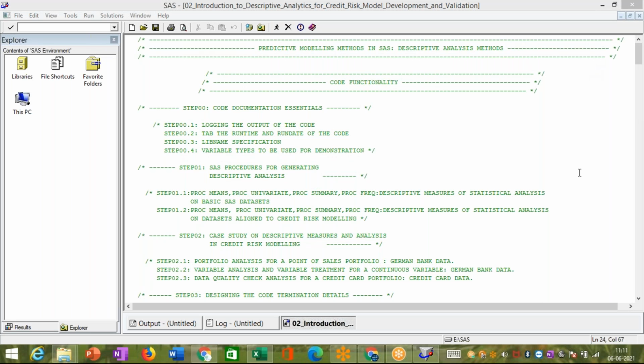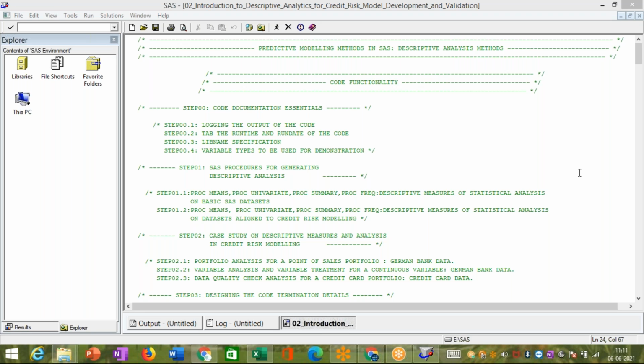Okay, so good morning everyone and welcome back to a fresh new session on predictive modeling. Today is day 42 and we are talking about the statistical methods. We are talking about the descriptive measures of statistics with respect to the application in SAS, right? We are talking about it in that aspect.